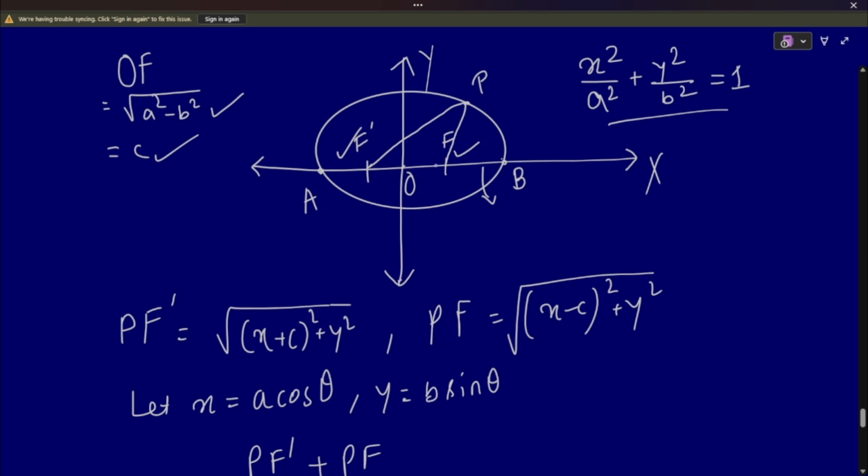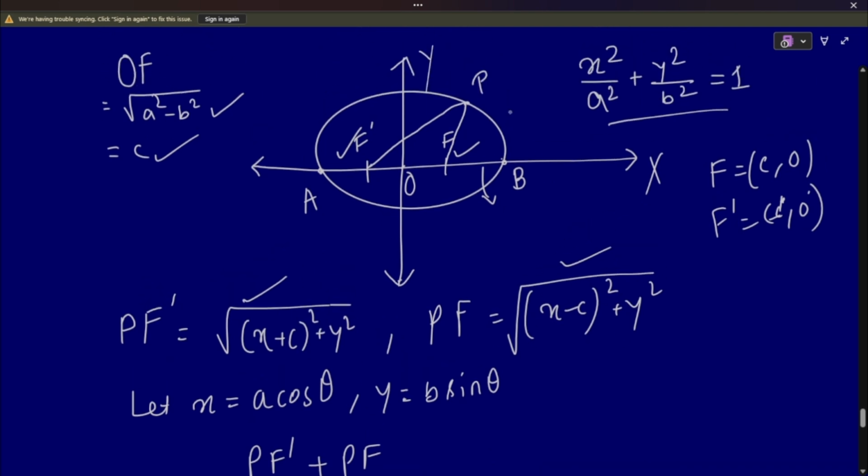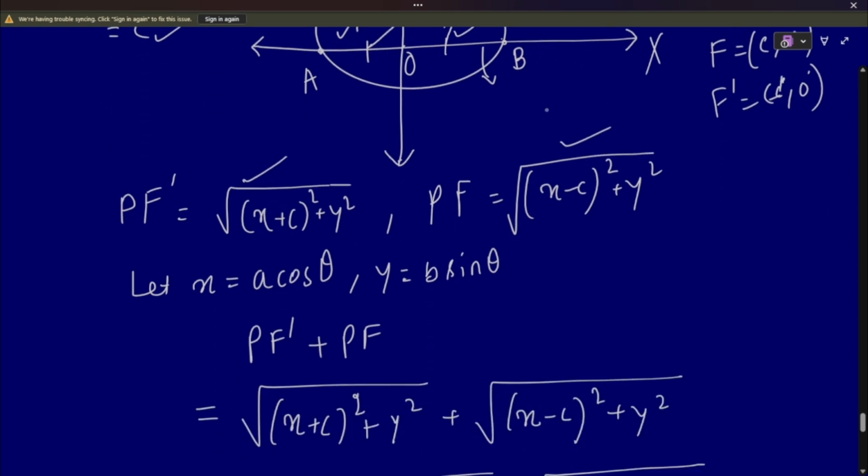So to start off, the distance of the foci from the center is c, which is root over a square minus b square, which also gives us the coordinates of the foci as (c, 0) and (minus c, 0). And in that way, PF prime and PF can be written using the distance formula, because P has been taken as (x, y), a random point, which of course lies on this ellipse.